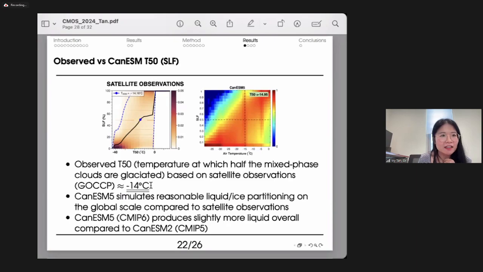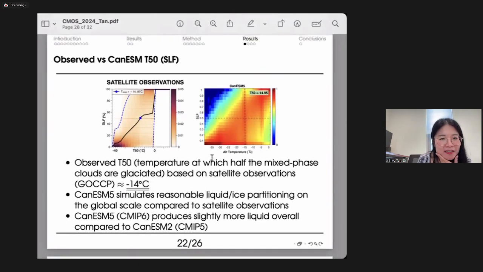Actually, sorry, I just realized that I had CanESM2 here. That's not showing up on this slide, but for the 2 versions of CanESM, you'll have to trust me for CanESM2. These 2 models, I'm pleased to announce, produce T50 values in close agreement with the GOCCP observation, around minus 14 and minus 15 degrees Celsius. CanESM5, which participated in CMIP6, produces slightly more liquid overall compared to CanESM2, which is not showing up but which participated in CMIP5.